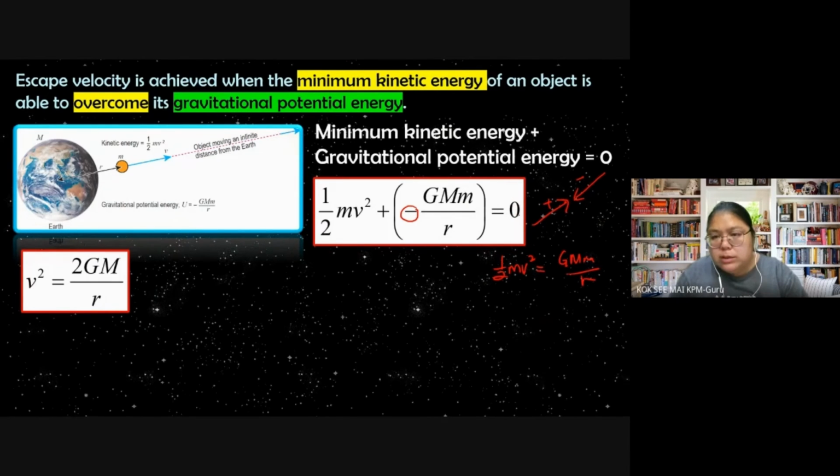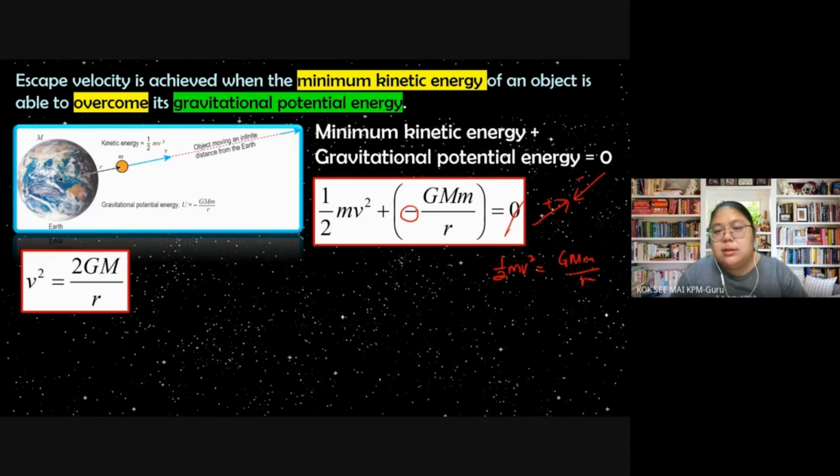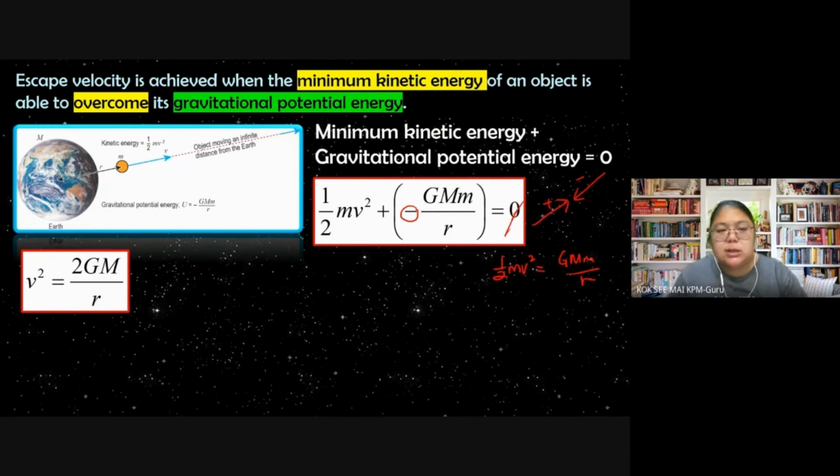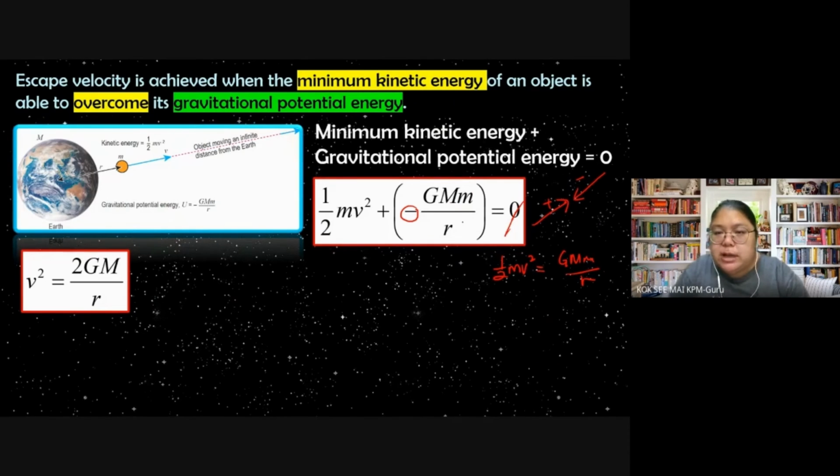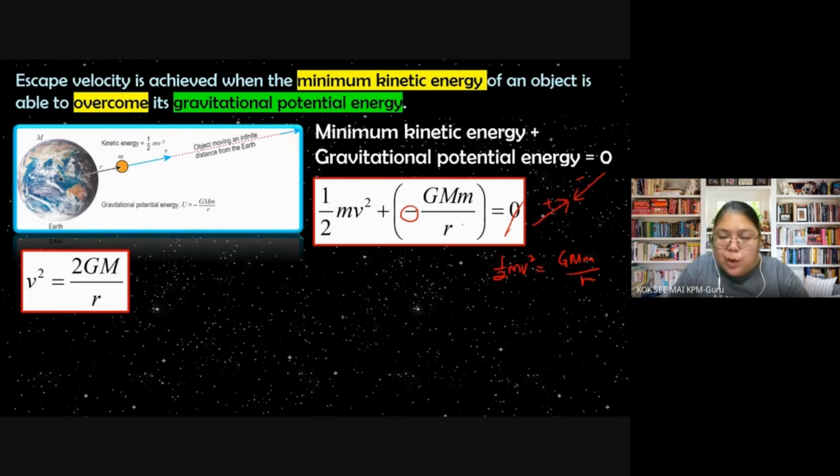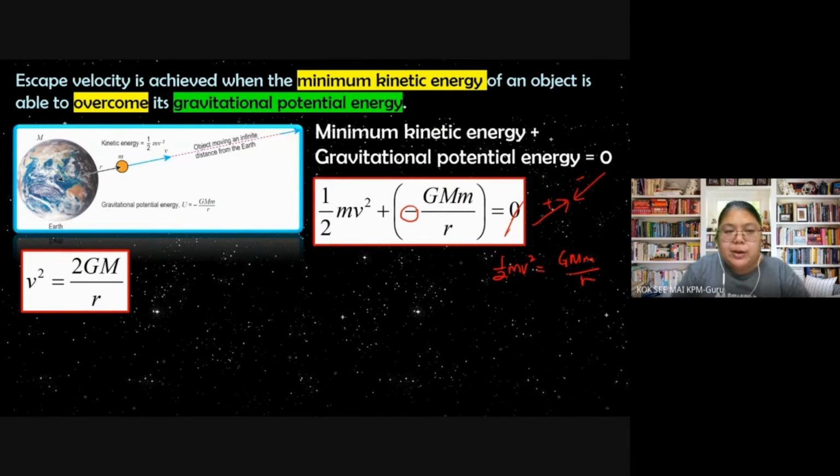If you go more, that means this one is no longer zero. That means you can go to outer space. Okay, so from here, why do I need to create the gravitational potential energy? Because I want to create the escape velocity formula. Okay, now we're going to see this formula.